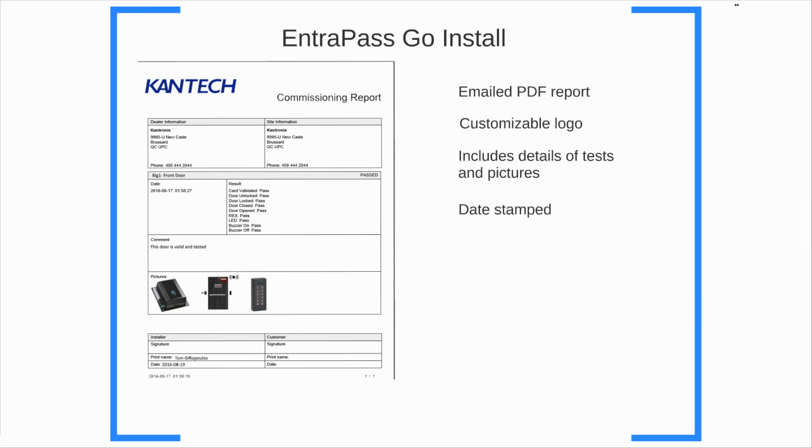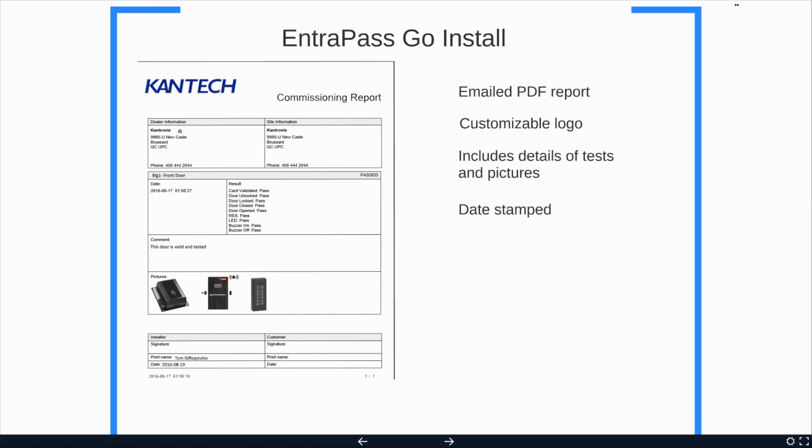Once the report has been sent from the EntraPass Go install via email, they get a PDF-looking report, and you get the information. You also get the 3 pictures you took showing you how the door looks. So you get to see the front door, the reader, the controller if you want, and information: who the customer is and who the dealer was, which technician, Mr. Giftopoulos here, did the actual inspection, and he passed it.